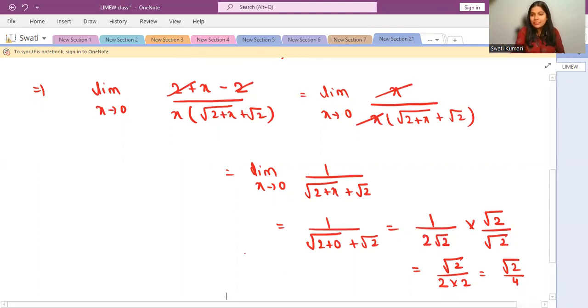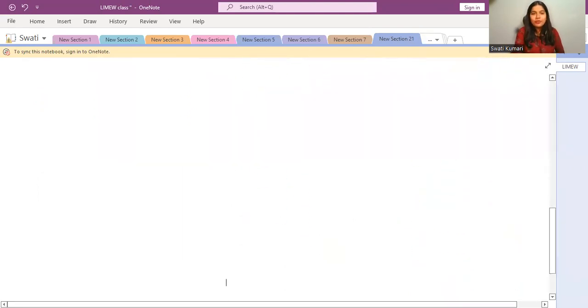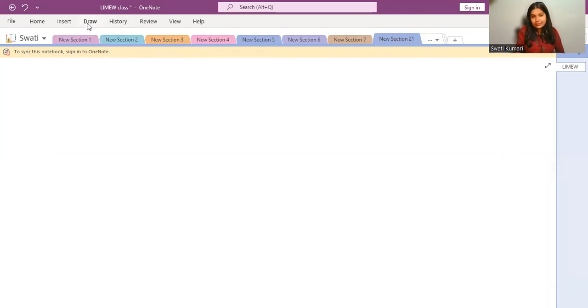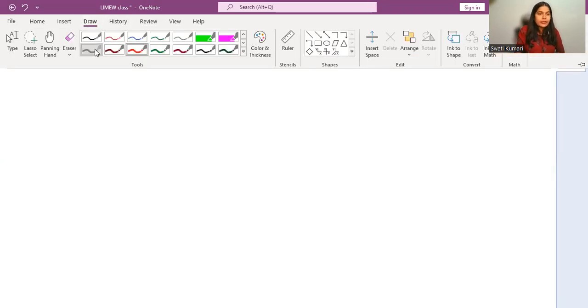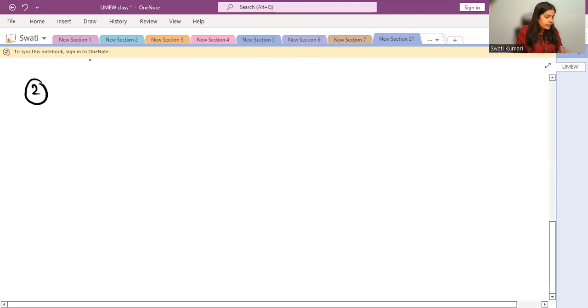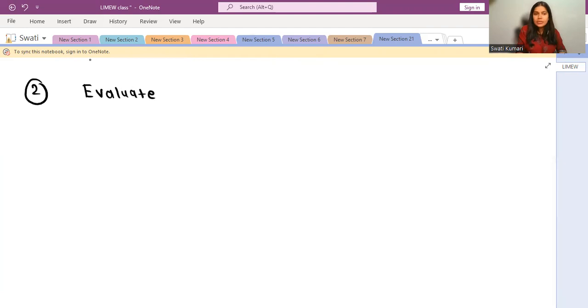All right, we are done with our first question. Let's move on to the next question. That is the second question. And the second question says, evaluate limit. In every question, I'm just trying to cover as many formulas, as many concepts as possible, okay? So limit x tends to 2, x raised to 5 minus 32 upon x cube minus 8.